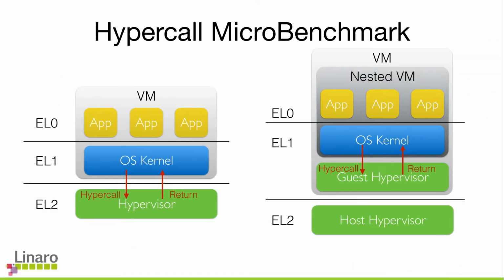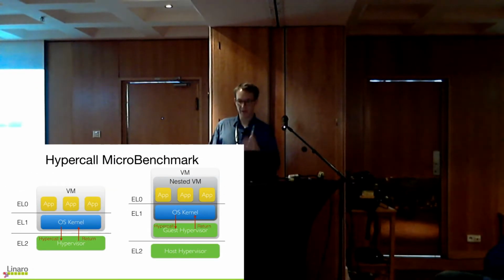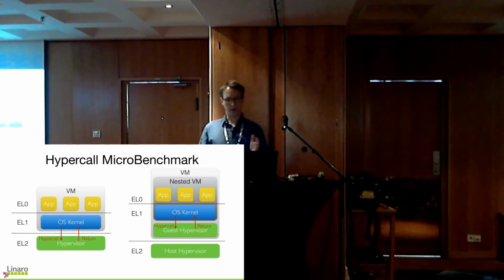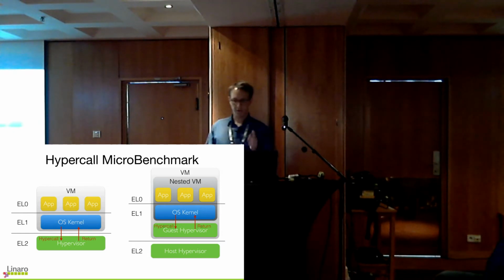So if we look at the hypercall microbenchmark, talked about this morning as well, the idea is you make a hypercall from the VM kernel, and you read the cycle counter just before you do that, and you wait until you get back, you read the cycle counter again, and that's your benchmark output. For a normal VM, that's how that works.